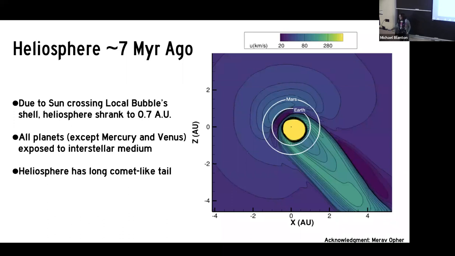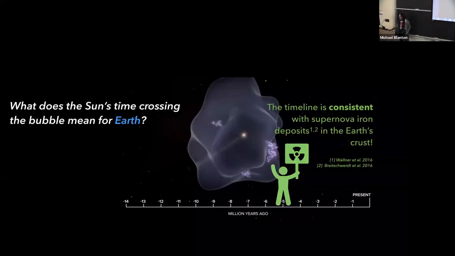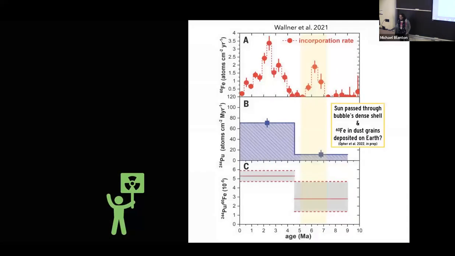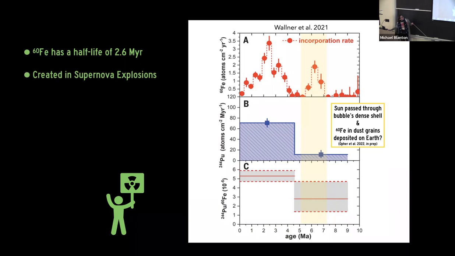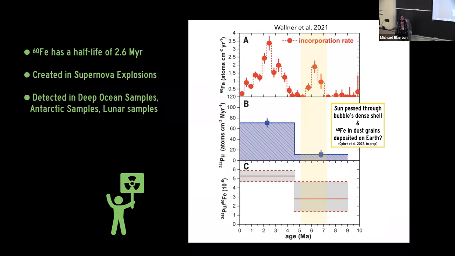Okay. So what people have done is they've looked at a record called iron 60, which is a radioactive isotope, over the past 10 million years or so. When the heliosphere shrinks and you expose the Earth to the ambient interstellar medium, dust grains from interstellar space can be deposited here on Earth in deep sea sediments, and in the lunar soil as well. Essentially there is an iron isotope produced in supernova explosions called iron 60, with a known half-life of about 2.6 mega years. We see it in a number of samples in the deep ocean, in Antarctica, and on the surface of the moon.